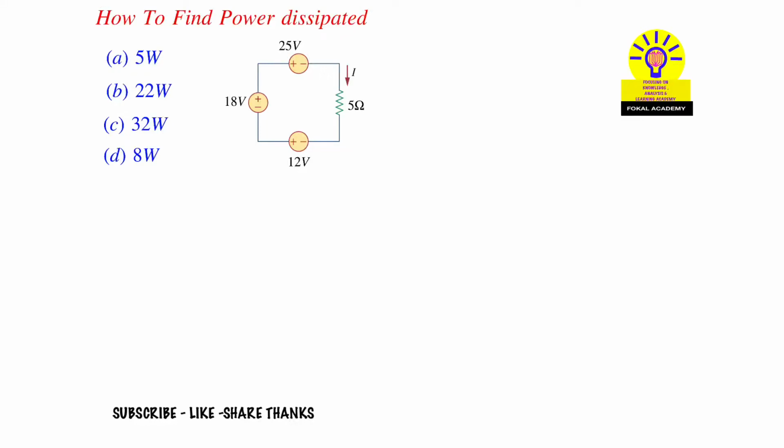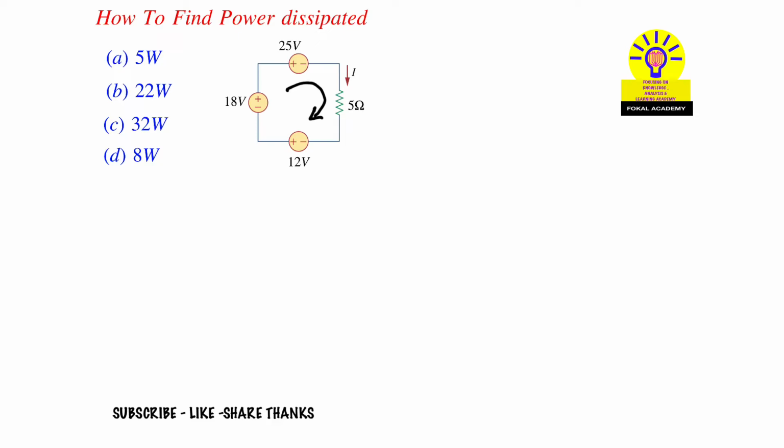Hi everyone, in this problem one circuit is given and it consists of 3 voltage sources and 1 resistor. So in the circuit, how can we find the power dissipated at the 5 ohm resistor? This is the problem. So first of all, apply the KVL here. Here the current direction is given like this.